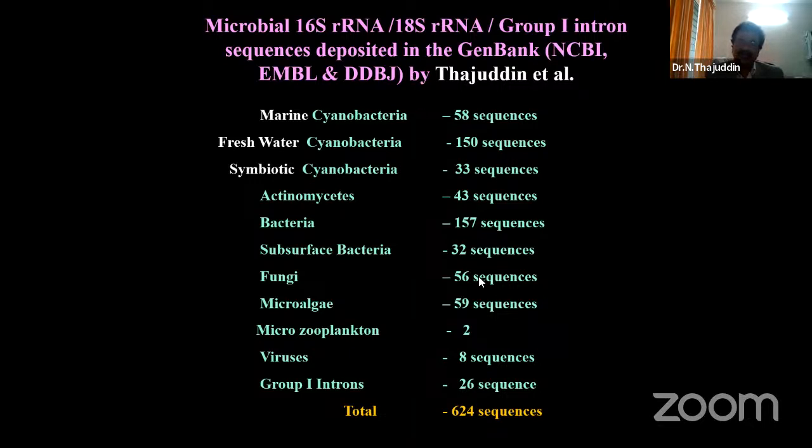When I came back to our country, we sequenced several organisms like marine, freshwater, bacteria, subsurface bacteria, fungi, microalgae, so many other microbes. And so far, we have deposited 624 sequences in the GenBank. Now we are trying to develop all the nucleotide sequences as a barcode of each and every culture we are maintaining in our germplasm collections.